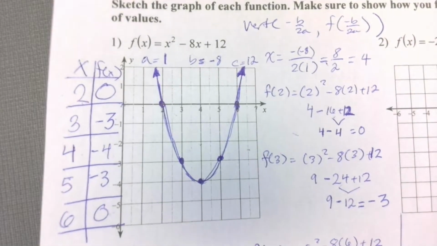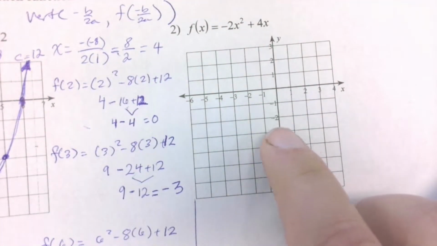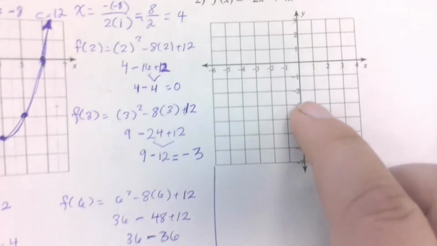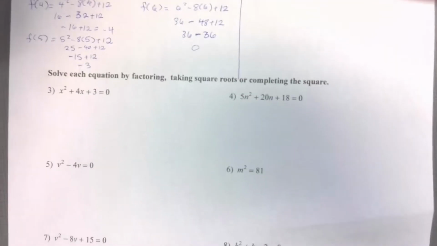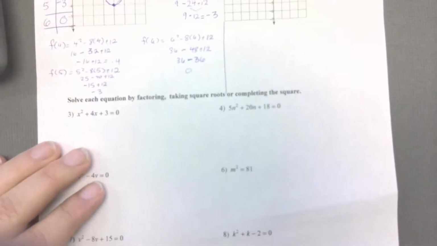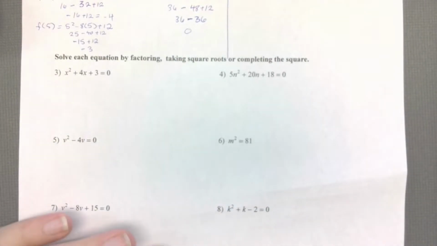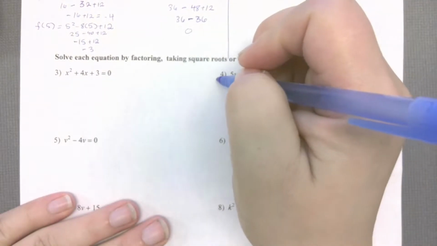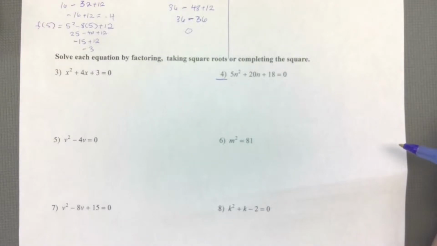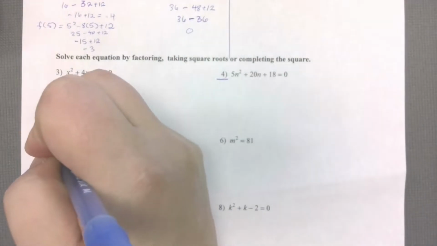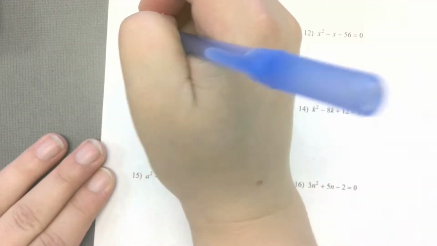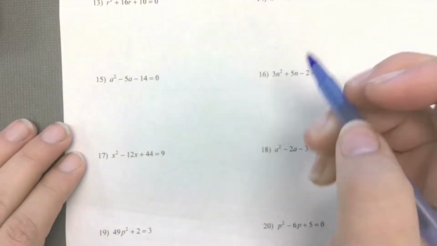I am not going to do number 2. You need to do number 2. Okay? Now what I am going to do is pick some questions on here that I think you guys will need some help on. I'm going to help you on number 4, number 5, number 11, and number 16. Those are the ones I'm going to do. The rest you're going to do yourself with your group.